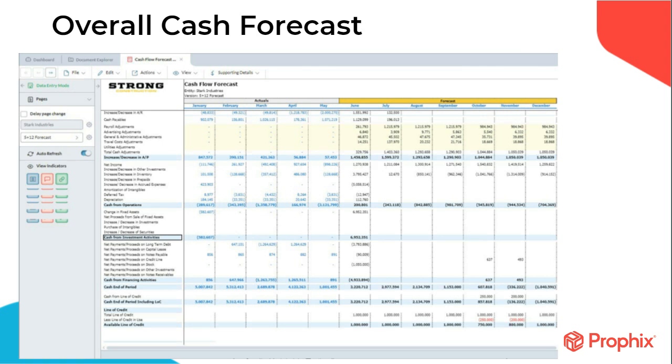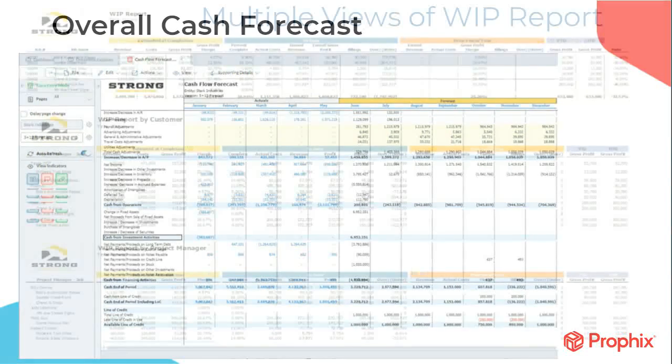By being able to forecast this way, you can anticipate what you need to do now to stay in compliance with your line of credit restrictions and to make sure you have enough cash in the future. So hopefully those are a couple of good examples that people can use around cash forecasting.